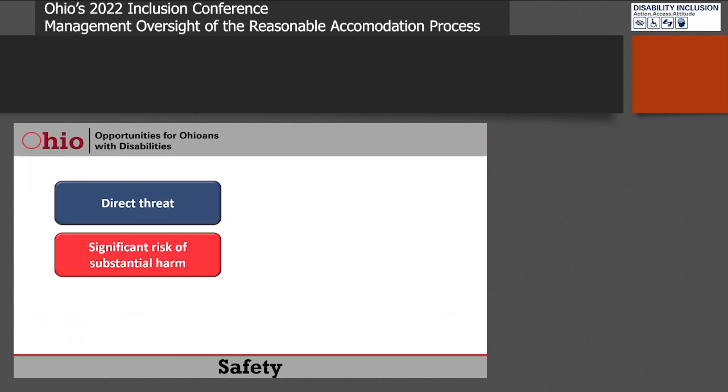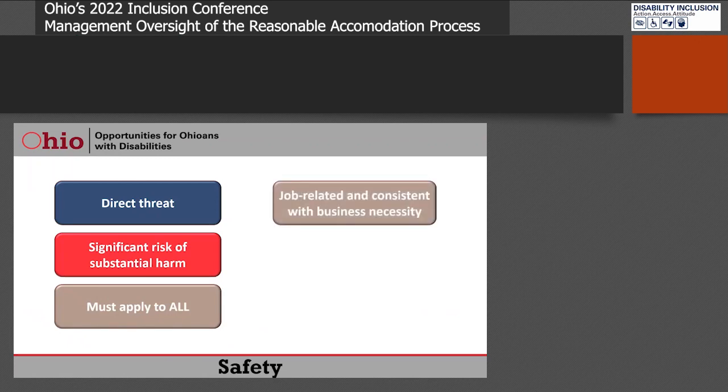The direct threat standard must apply to all applicants and employees in a specific job class. And if it screens out or excludes an individual with a disability, the standard must be job-related and consistent with business necessity, and reasonable accommodation must be considered. It's important to know that direct threat must not be based on a myth or a stereotype or based on an opinion or an assumption that someone may not be safe to perform a task. Direct threat must be based on an individualized assessment that includes objective evidence about a particular individual's current ability to perform the job's essential functions.